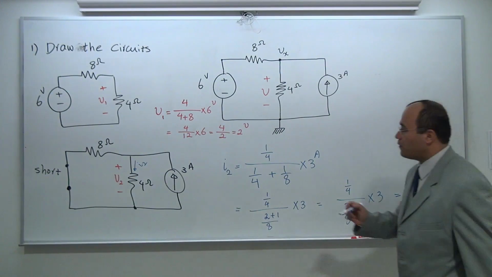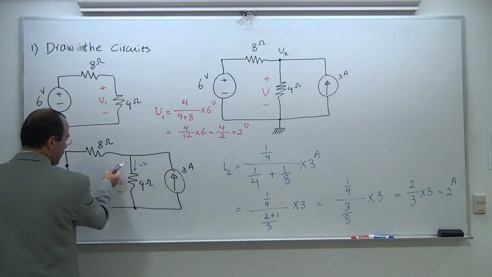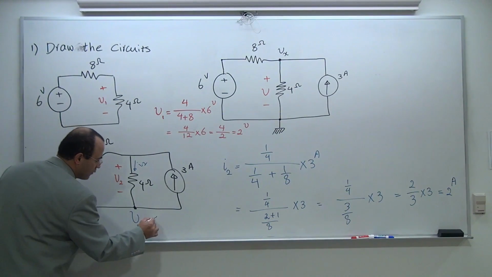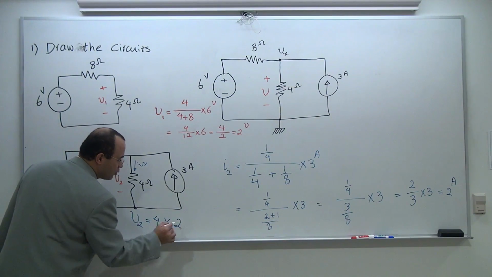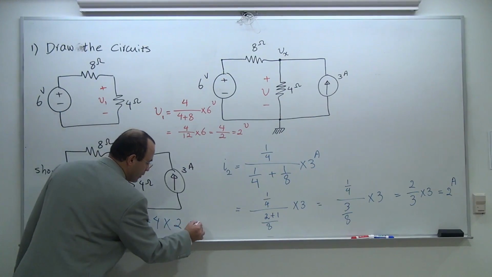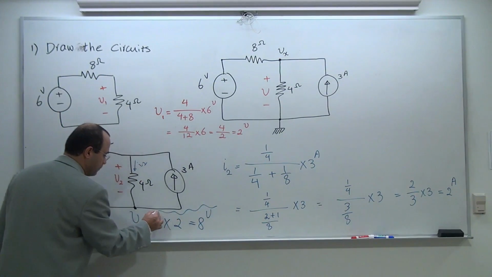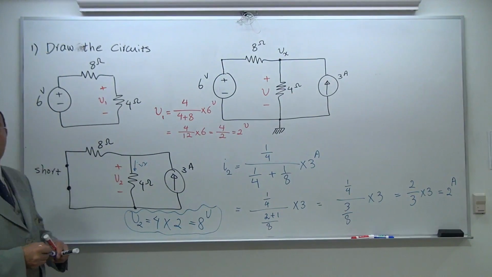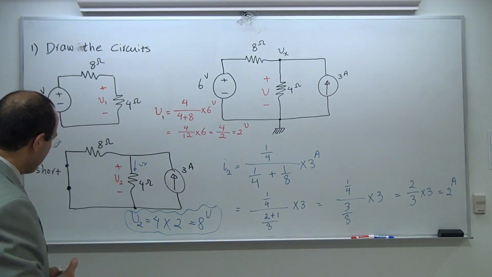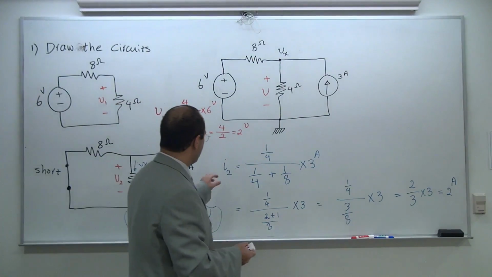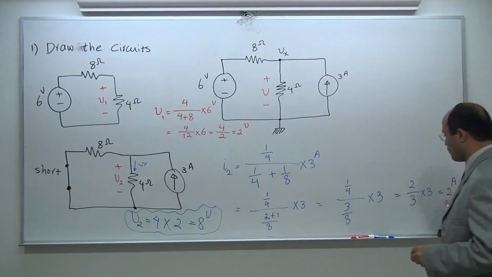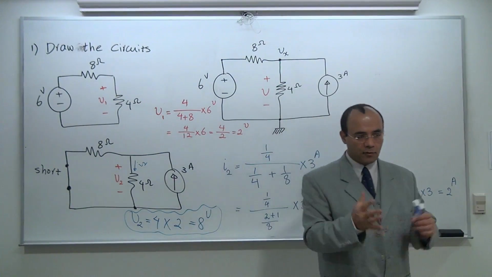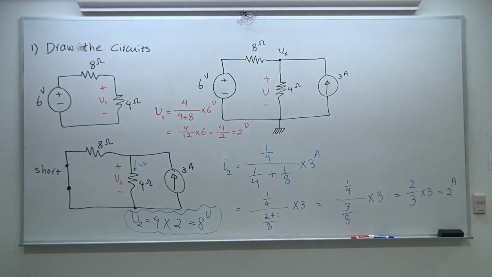Okay. Now we found the current that goes through the 4 ohm. How much is V2? V2 is equal to 4 ohm times the 2 amp, and that's going to be 8 volt. That's my V2 now. So I need to be careful as to, is this the current? It's going to be amp. I'm looking for a voltage. This is going to be volt. I need to be careful in terms of the units.